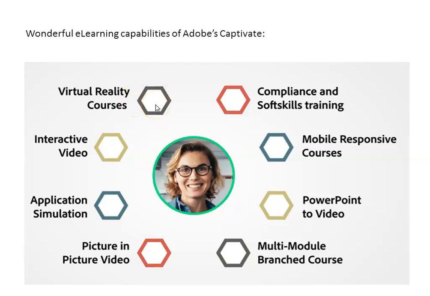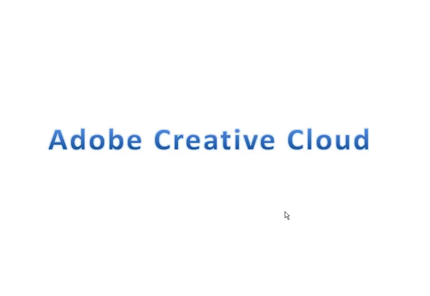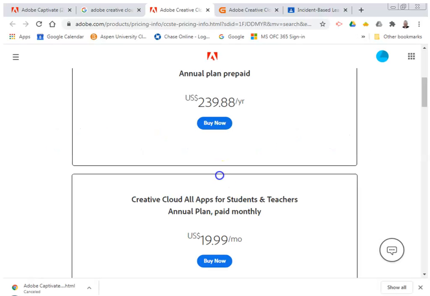Now, if you've ever used a VR headset like Cardboard or more sophisticated ones, you can see what a learning tool this could be. And then we have interactive video. Where's the pointer? I hate it when I lose that thing. Application simulations. Look at these. Okay, PowerPoint. Whoops. Okay, so the next one we want to look at is Adobe Creative Cloud.